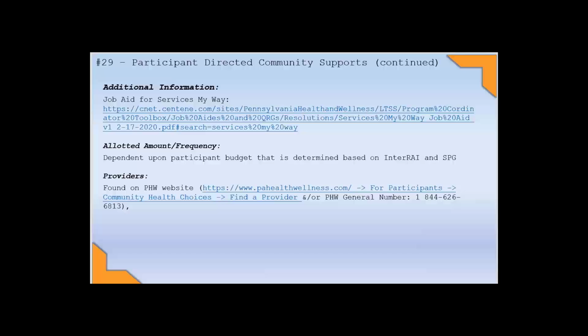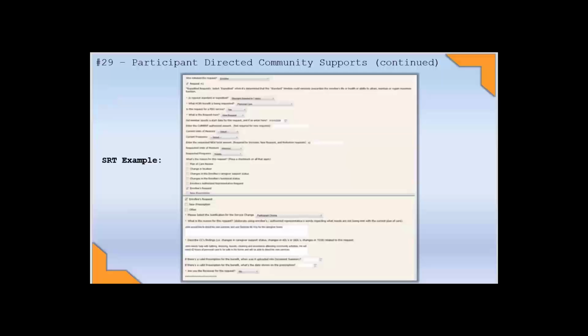So I included here that we do have a job aid on SharePoint for Services My Way. I included a link to that, just to give you a little bit more information if you were looking for it for Services My Way. The providers, same as some of the other services, can be found on the PHW website. Our SRT example.